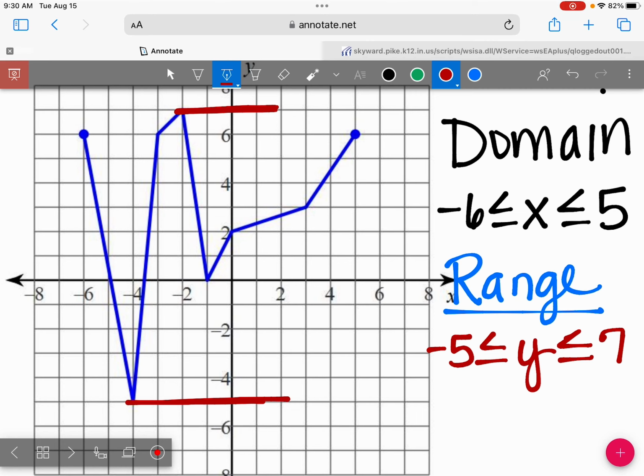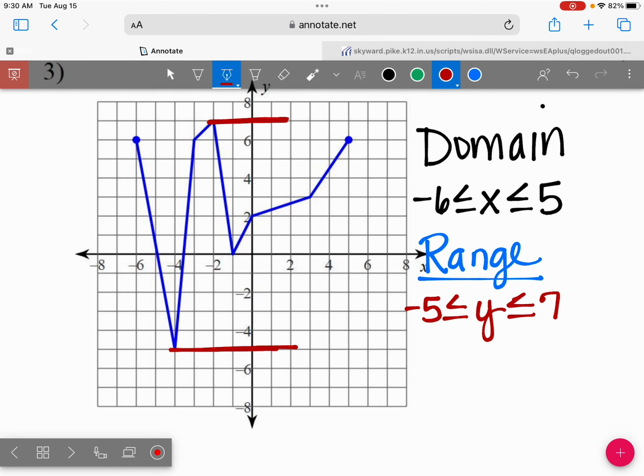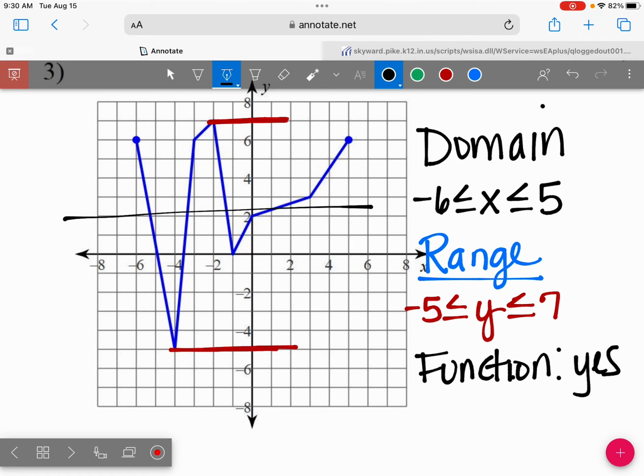Now we don't have any places where this graph has the same x values occurring. So this is a function. So function, yes. But one-to-one, it definitely would fail a horizontal line test. It fails a horizontal line test. So it's not one-to-one.